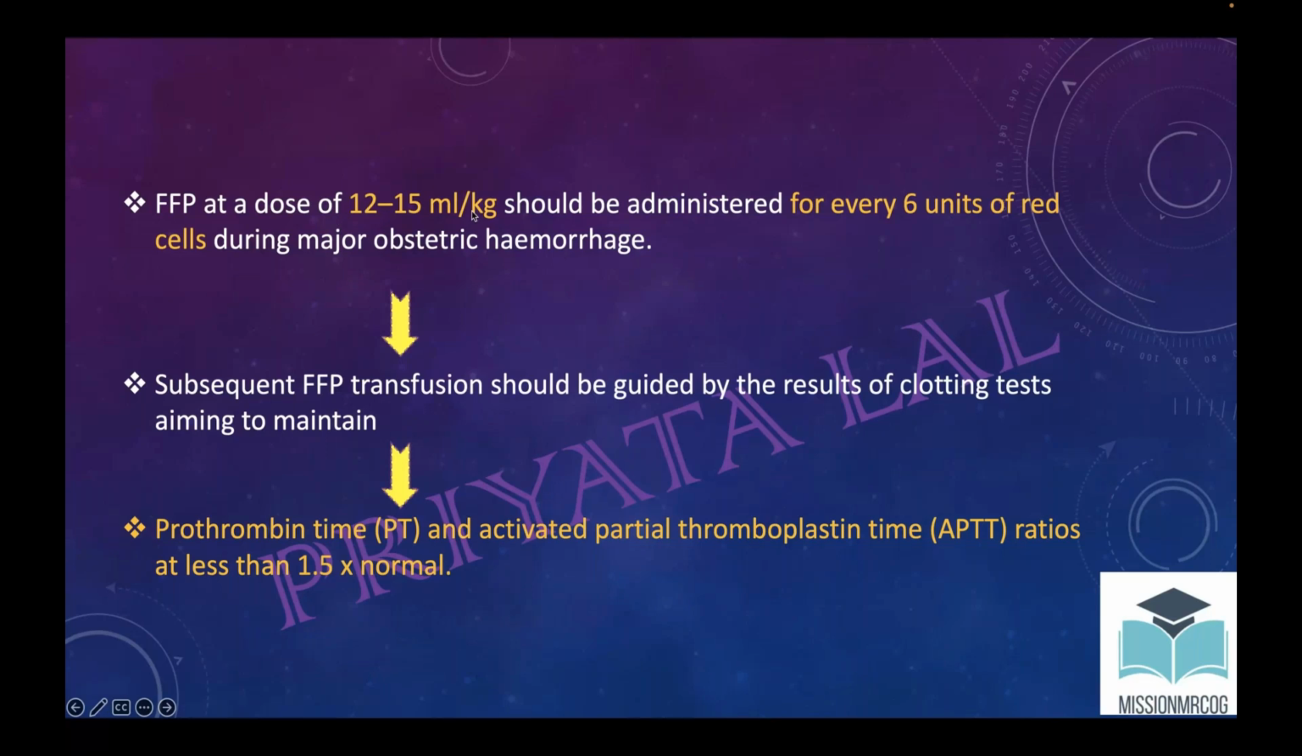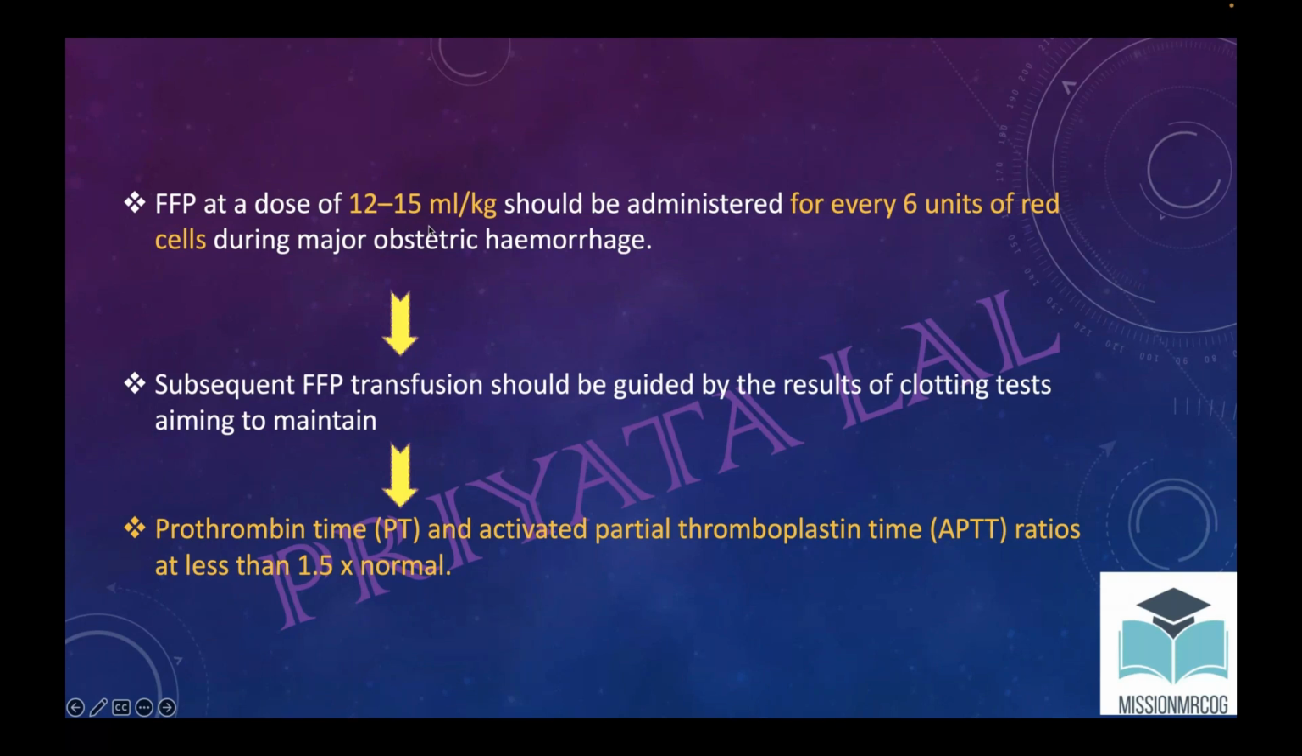What we want to achieve is an APTT and PT of less than 1.5 times the normal. Basically, I want to tell you that for every 6 units of red blood cells, they want 12 to 15 FFP to be given at a dose of 12 to 15 ml per kilogram.